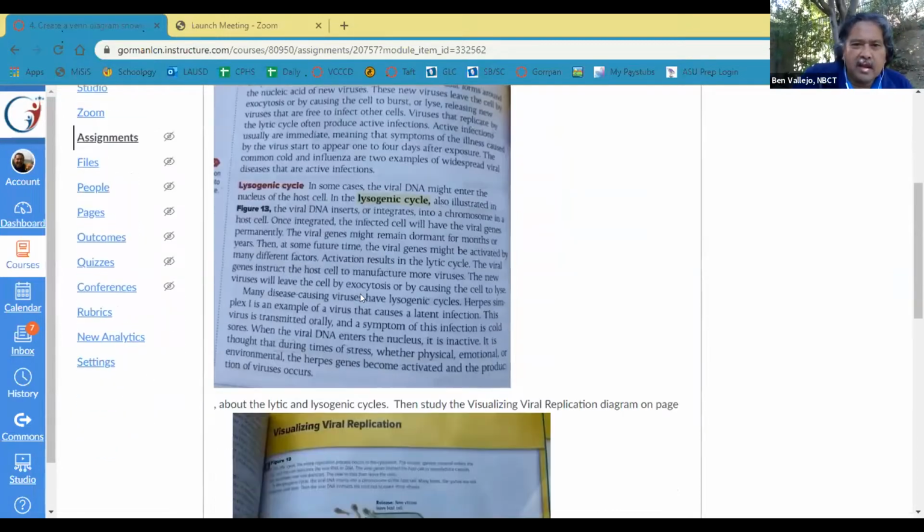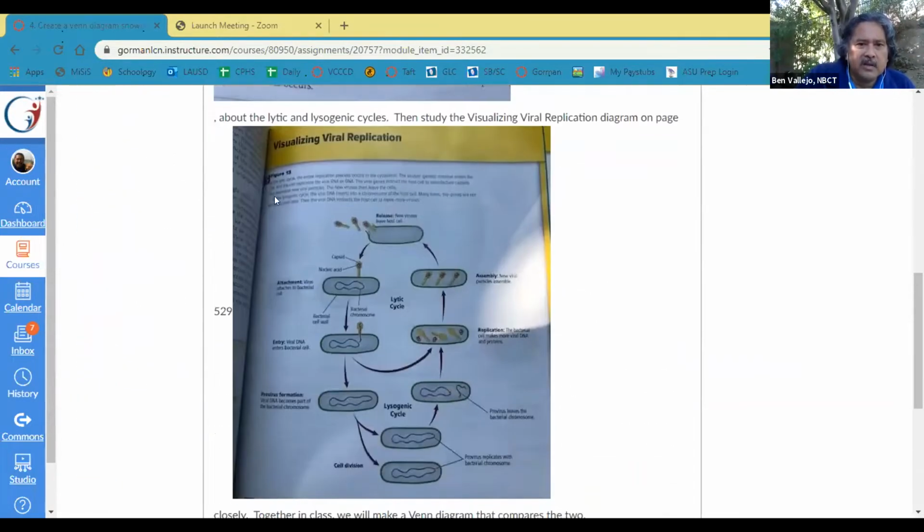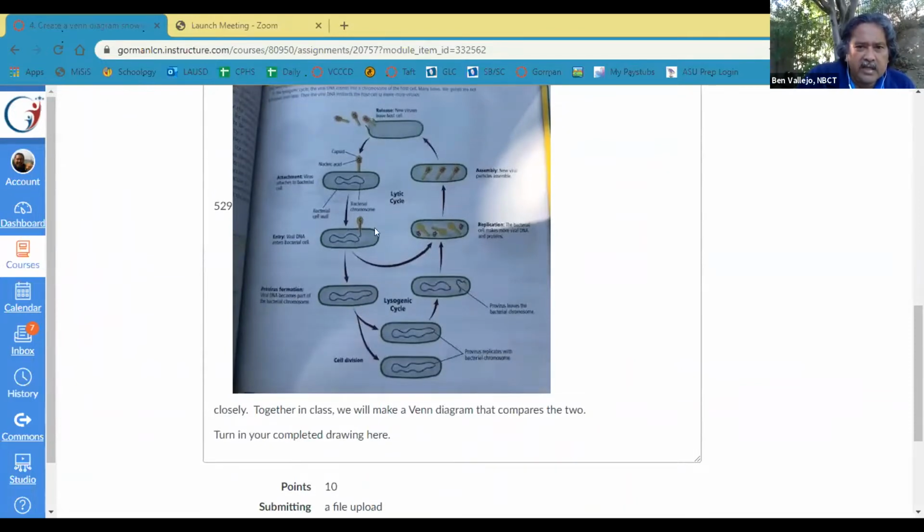Okay, the lytic cycle right here is where the virus takes over the bacteria, or it doesn't even have to be a bacteria, it could be a eukaryotic cell like a human cell. Okay, and right, Andrew, I'm showing you the pages that you need. So after you read this, then you come over here and we were looking at the lytic cycle. So we want to compare this cycle to this cycle right here. And if you look at it, it starts right here, okay?